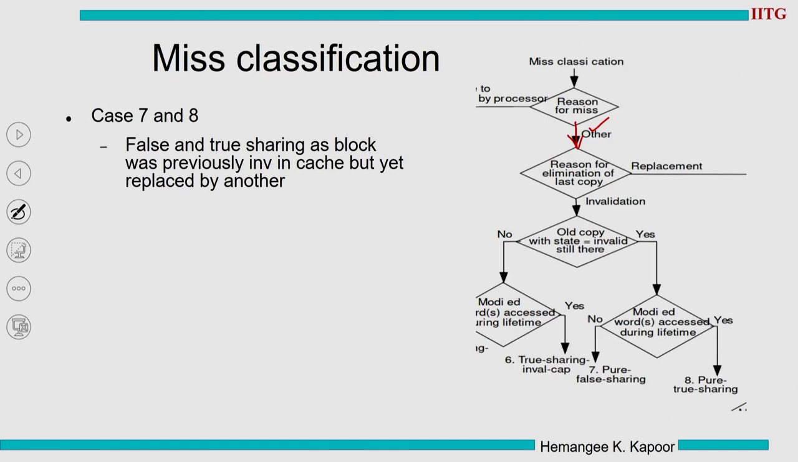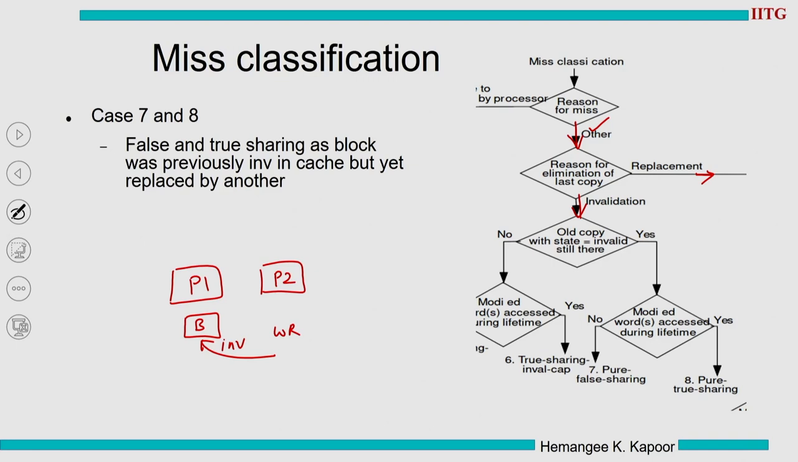It was absent because either it was replaced or it was invalidated. So these are the two reasons. I will take the invalidation reason. This block was invalidated from this processor because some other processor wanted to write to this block. So P1 and say P3 or P2. B was removed from P1 because P2 wanted to write. Now when P1 wants to access B again, it will incur a cache miss.